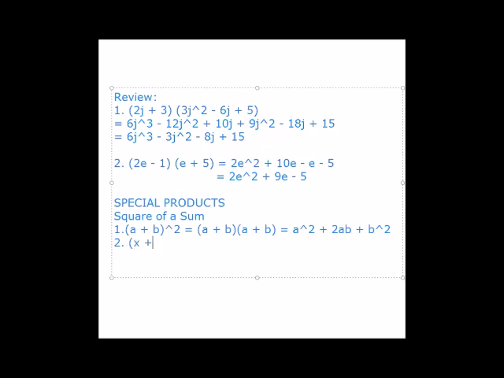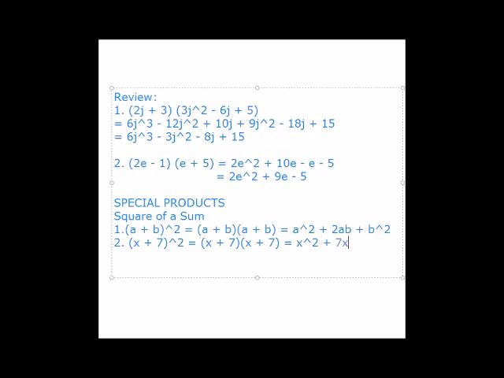Let us have the second example. (x plus 7) squared means (x plus 7) times (x plus 7). And Ella, can you share any method that you prefer to use to get the answer for (x plus 7) times (x plus 7)? FOIL method. Okay, sure. FOIL. No problem. So what will we do first? x times x, ma'am. Yes, that will give us? x squared. Yes, correct. And then? x times 7. Correct. Which is? 7x.